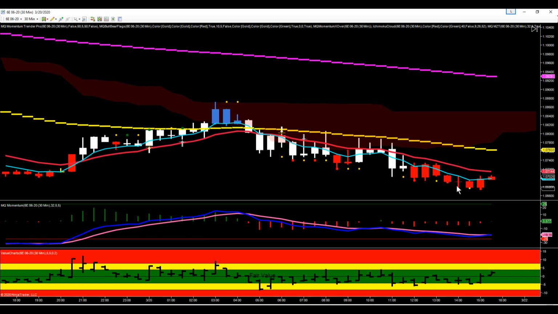We set up this doji right here, which could have been a reversal doji. If the next bar triggered it to the upside, that would have been a reversal. That never did trigger back to the upside, and we just continued to push lower right into the close on the euro.